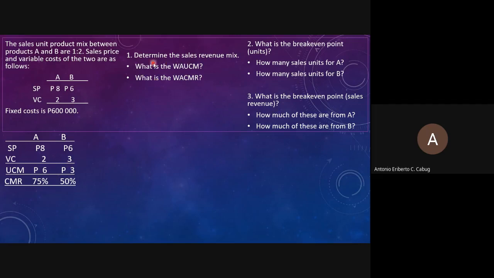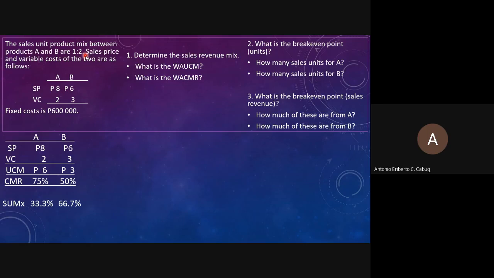Okay. First question. Nilatag ko lang to ha. Wala pa tayo sa first question. Gawin nyo ng available yung UCM data nyo tsaka yung CMR na data. Game. Determine the sales revenue mix. Madali lang to. The sales unit mix is 1:2. Yung unit product mix, 1:2. Tama ba? Another way of putting it, 1 plus 2 is 3. 1/3 is to 2/3. Para makabuo tayo ng 100%.